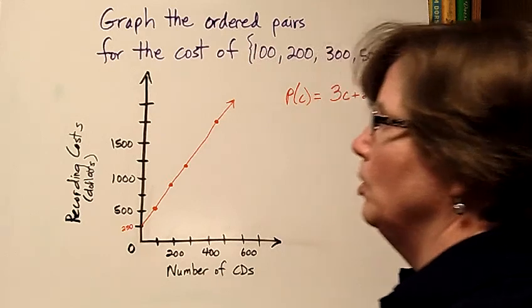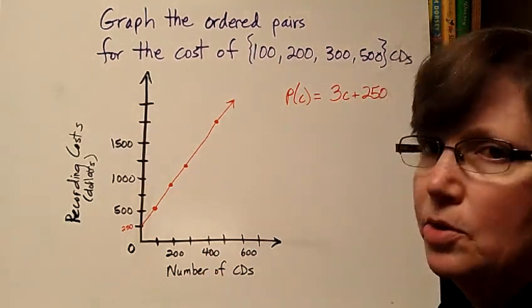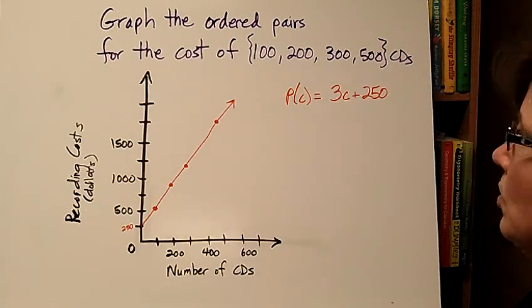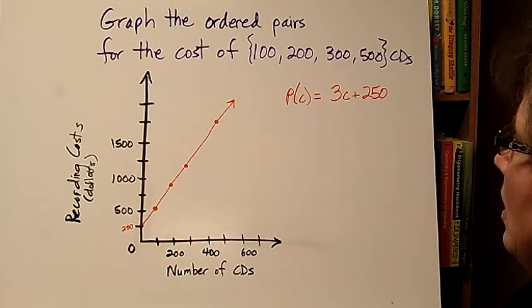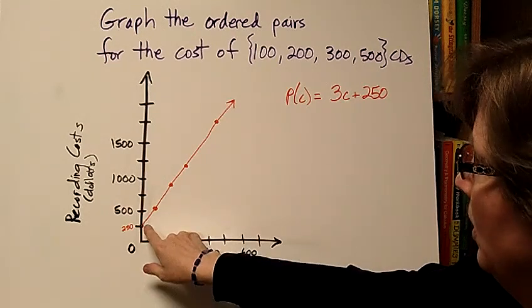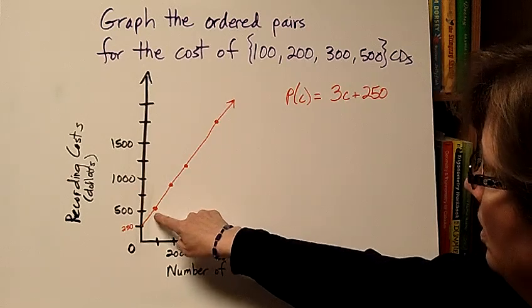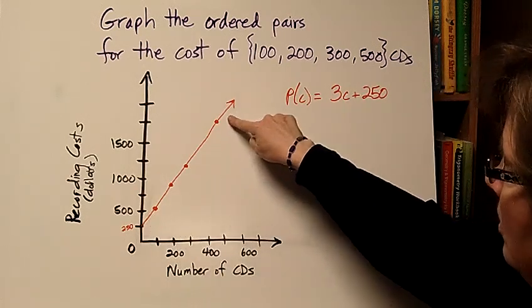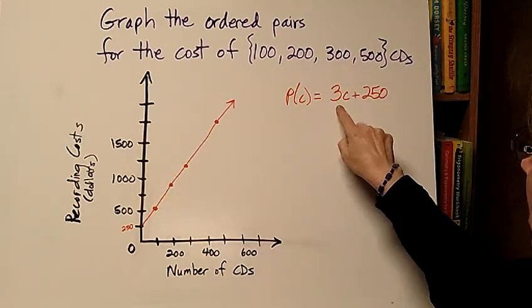That kind of formula helps you decide how many CDs you want to order and how much they'll cost. And it gives you the relationship between them. So these ordered pairs that we had on the last slide, as you can see here, I went ahead and graphed them. The important thing on this graph is that it's going to go up in a line because each extra CD is $3, so your slope is 3.